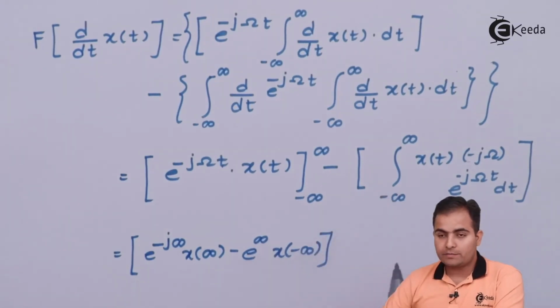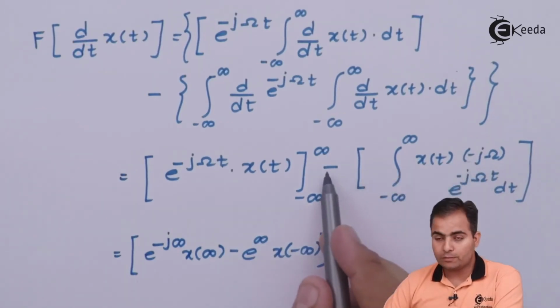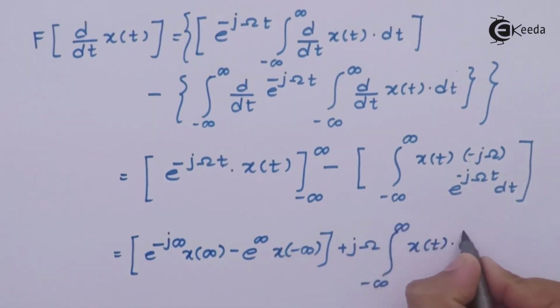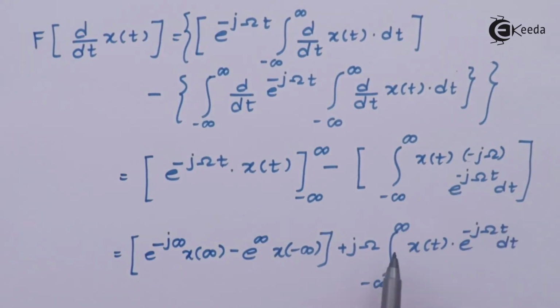Now in the next part, as I said, minus j omega is a constant. I will take it outside, so minus minus becomes plus, and we'll write plus j omega times the integral from minus infinity to infinity of x of t e to the power minus j omega t. But this is nothing but the definition of a Fourier transform. So I'm going to replace this whole integration by X of j omega.